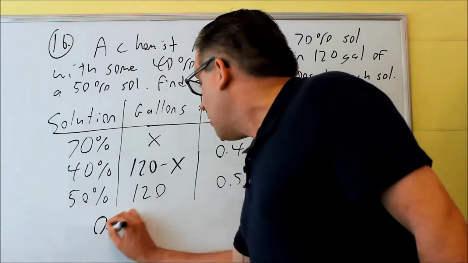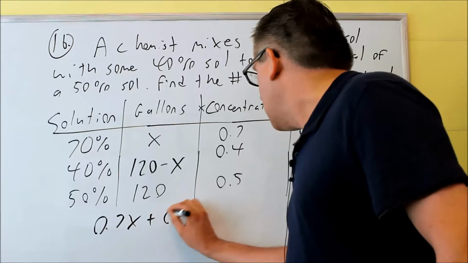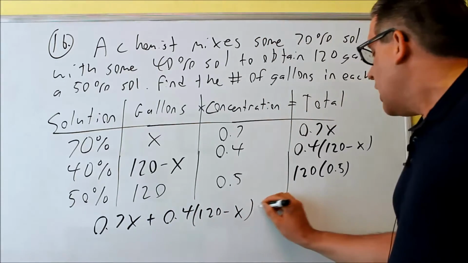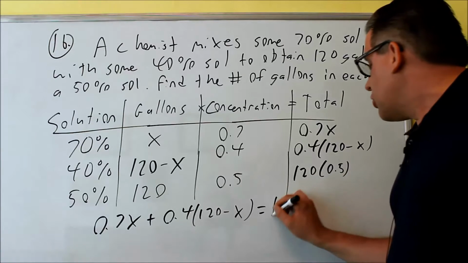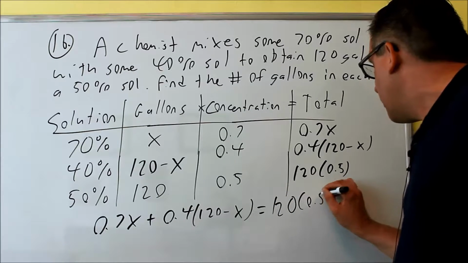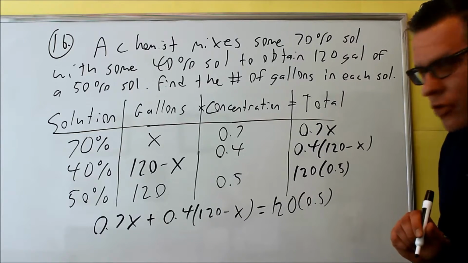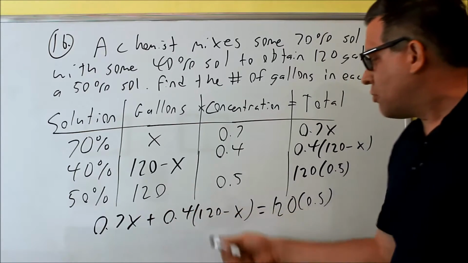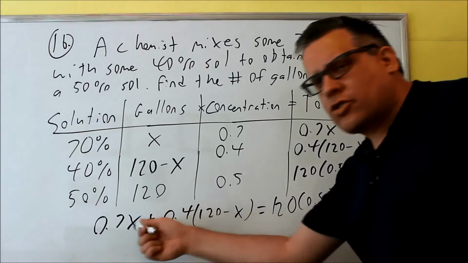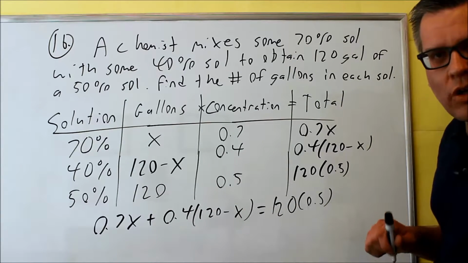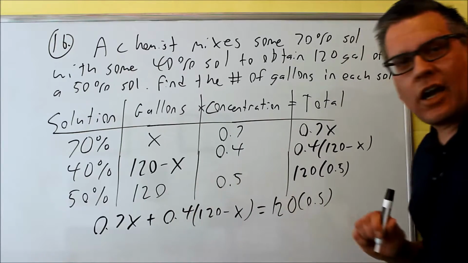I have 0.7x plus 0.4 times 120 minus x. And then that's going to equal 120 times 0.5. So that's my exact equation I'm going to use to solve for this. So 0.7x plus 0.4 times, these two mixtures added together to equal this one. So now it's just a matter of multiplying it out and simplifying.